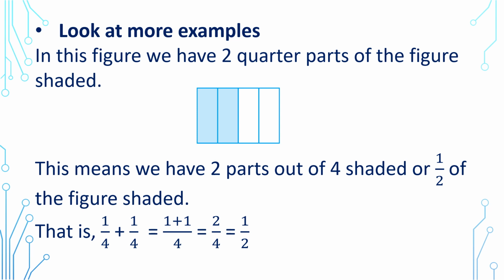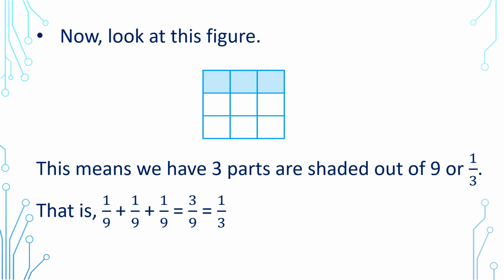In this figure, we have two quarter parts of the figure shaded. This means we have two parts out of four shaded, or we can say 1 by 2 of the figure shaded. That is 1 by 4 plus 1 by 4 equal to 2 by 4, and the simplest form is 1 by 2. Now look at this figure. This means we have three parts are shaded out of 9, or 1 by 3. That is 1 by 9 plus 1 by 9 plus 1 by 9, and the sum is 3 by 9, and the simplest form of 3 by 9 is 1 by 3.